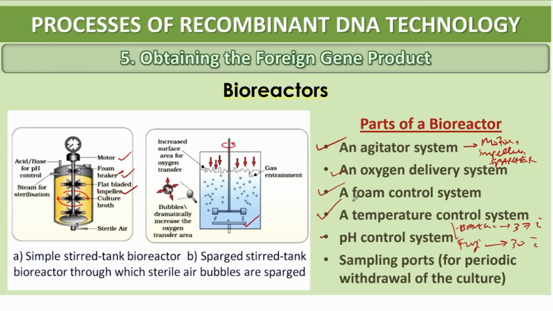Then we have the pH control system. There are certain proteins that are expressed at a lower pH, an optimum pH, and there are others at a higher pH. So the pH system is also important. Then we have the sampling port for the periodic withdrawal of the culture. Again, as the name suggests, people usually take some amount of the sample and check for contamination and everything in order to.